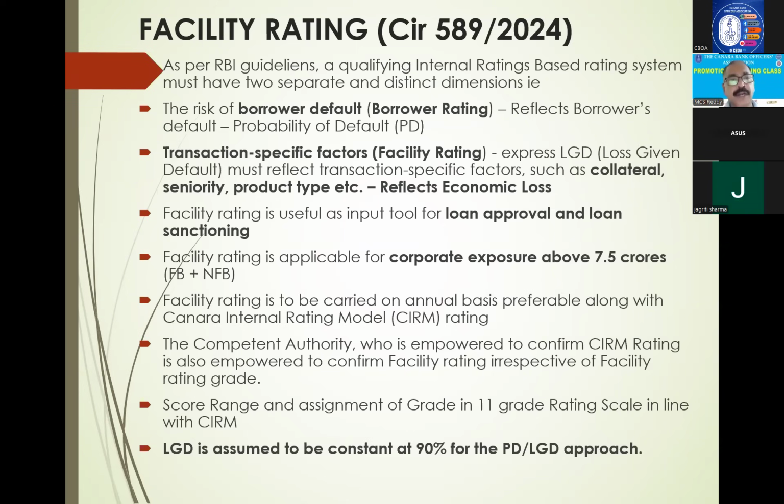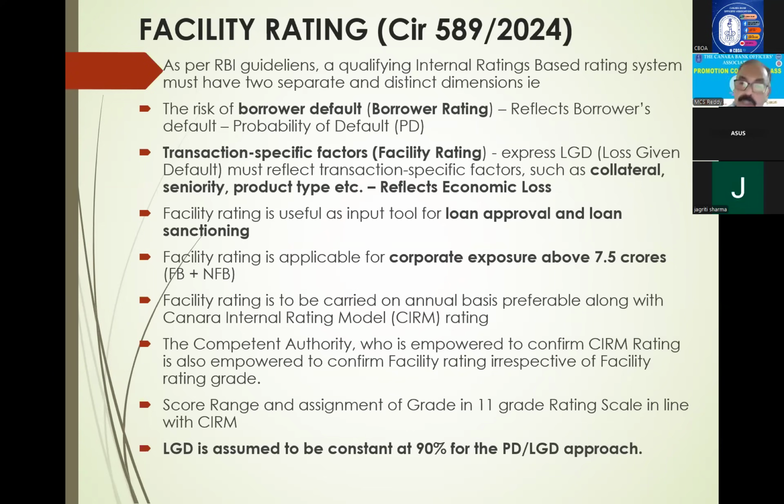Right? And facility rating is useful as an input tool for loan approval and sanctioning. For our credit decision also, it is useful. And applicability: corporate exposures above 7.5 crores, because retail is up to 7.5 crores. So here for corporates above 7.5 crores, facility rating is applicable. This will be done at head office level only. It will be carried out on an annual basis, preferably along with your CIRM rating. A competent authority who is empowered to confirm the CIR rating will confirm this rating also. Earlier I told you, up to 35 crores it will be done by DGM level, and beyond that a higher level. Similarly, whoever are the CIRM rating confirming authorities, up to the same cutoff points, the same authority will confirm the facility rating also.